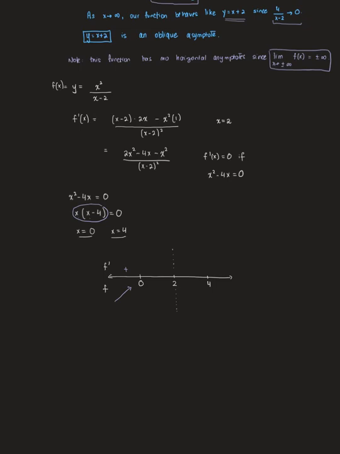For a value between 0 and 2, like 1, when x is 1 here, that's positive, and this will be negative. So positive times negative is negative, and so the function will be decreasing here. And we can see that we're going to have a relative maximum value at x equals 0.